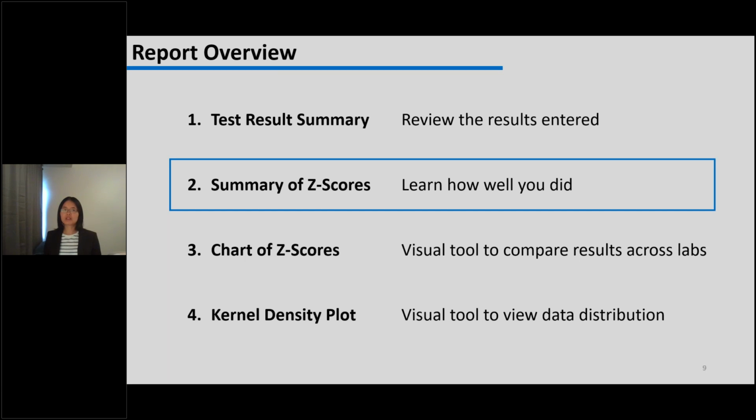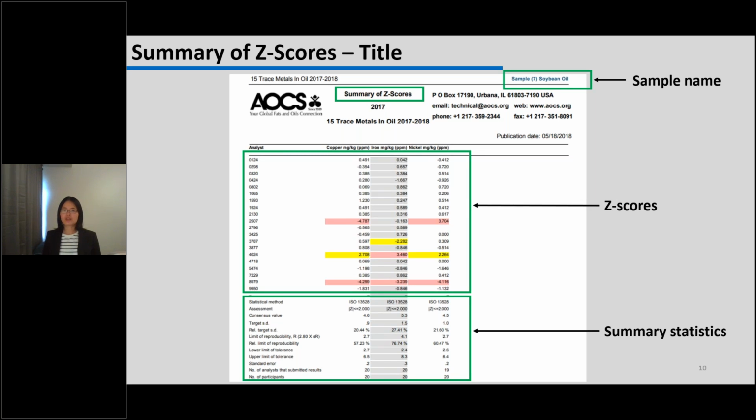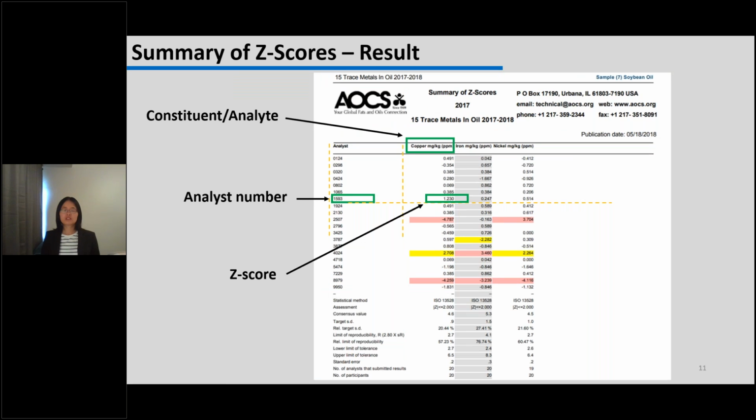The second part of the report is the summary of z-scores. This is where the z-scores are presented. In this part, there are z-scores and also some other summary statistics. As always, you can find the sample name on the top right corner. Let's first look at the z-scores. To find your z-score, go down the first column on the left to locate your analyst number, and then go across to find the z-score of each constituent.